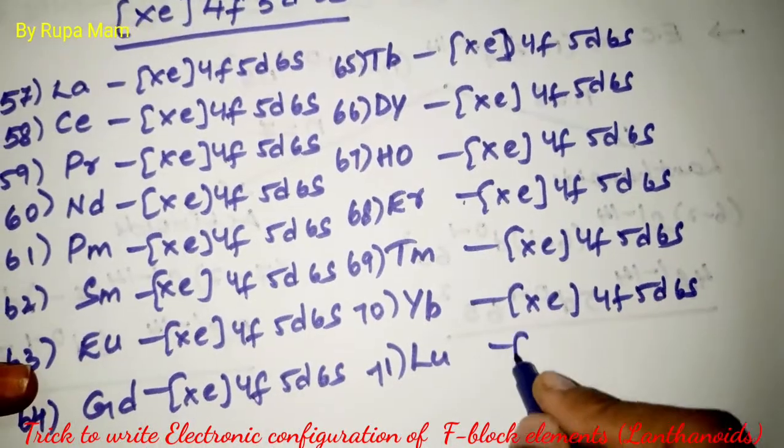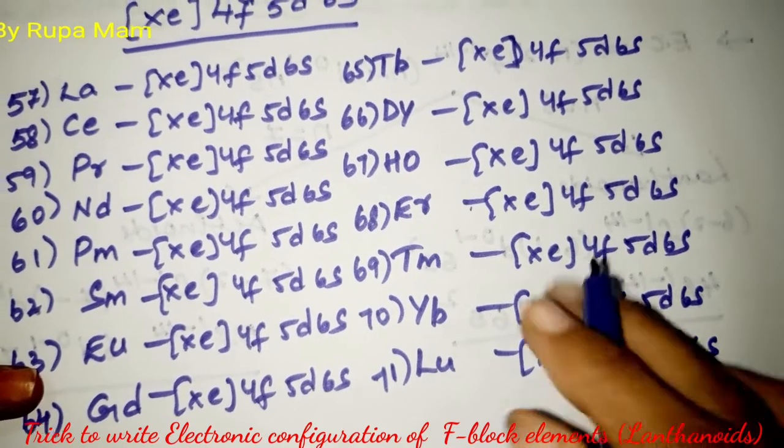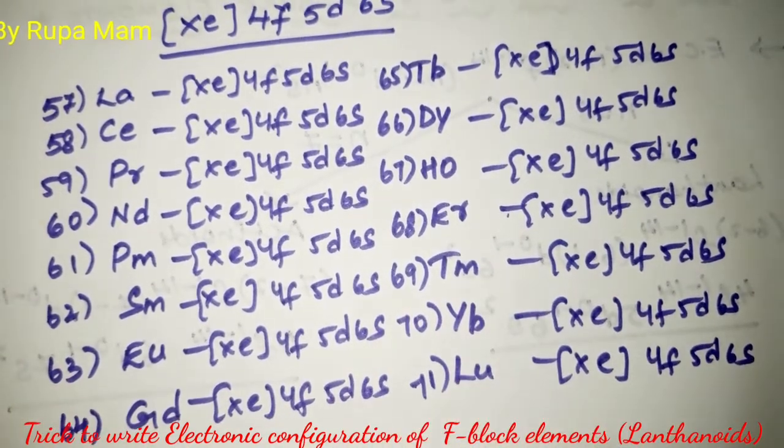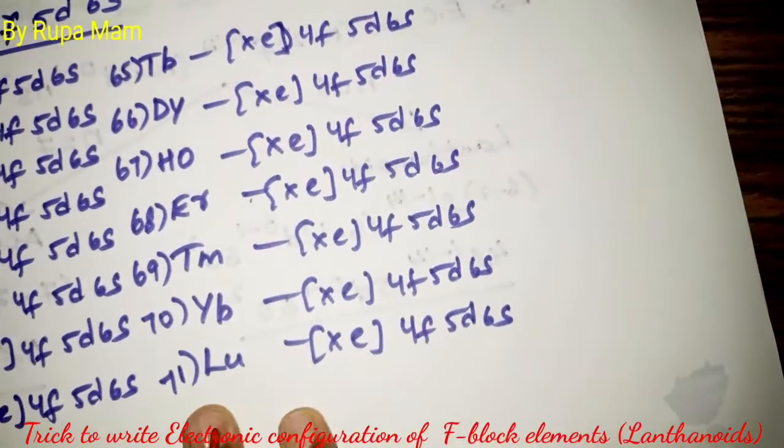Okay, up to lutetium, fill like this. First of all, write the elements. Next, write the atomic number. Next, the general outer electronic configuration. Then, from 1 to 14, how many electrons can be accommodated in the f orbital, students? From 1 to 14, the f orbitals can accommodate 14 electrons.